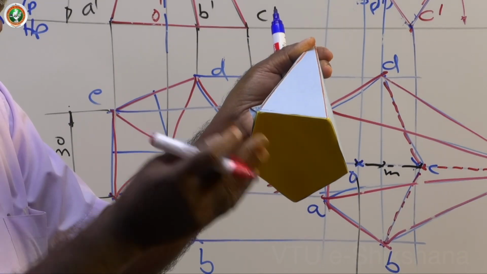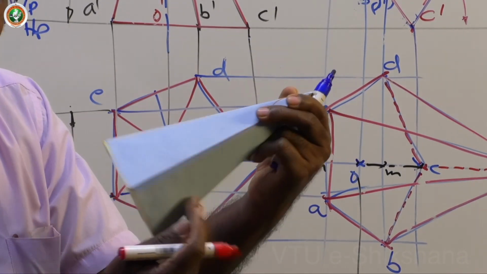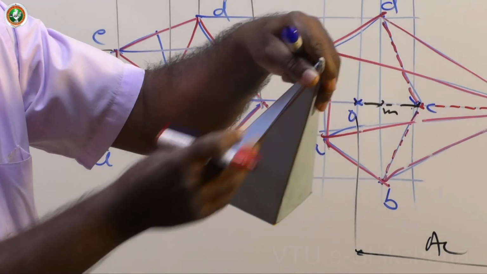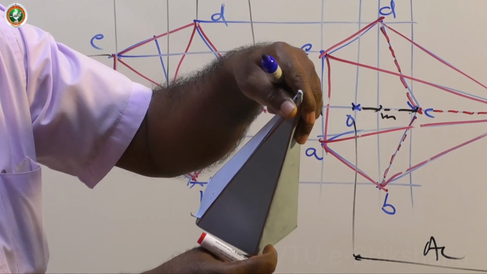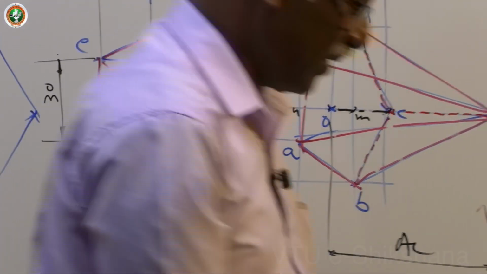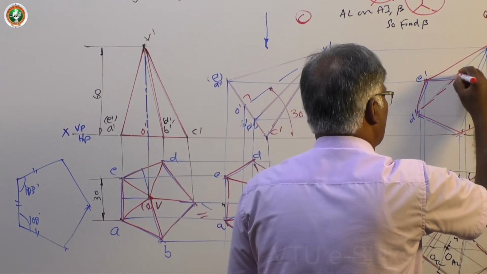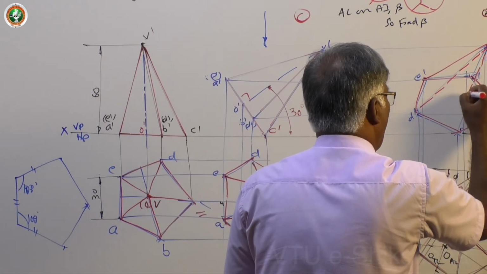So visible surface, invisible line. So here invisible surface, visible line. Suppose this surface is not visible, these edges are visible, slant edges. So that is how you can complete. Now visible surface, invisible lines.